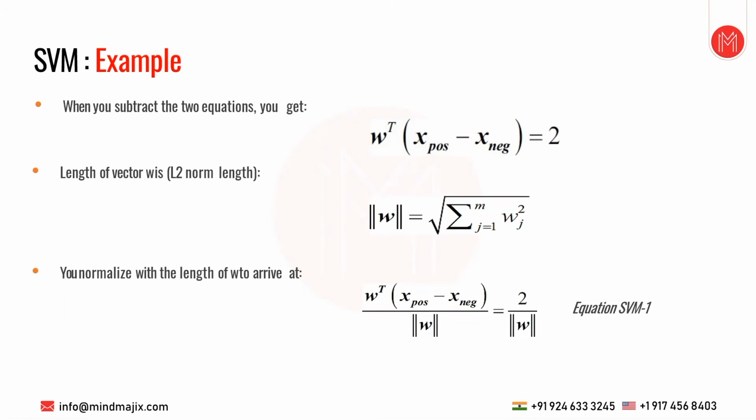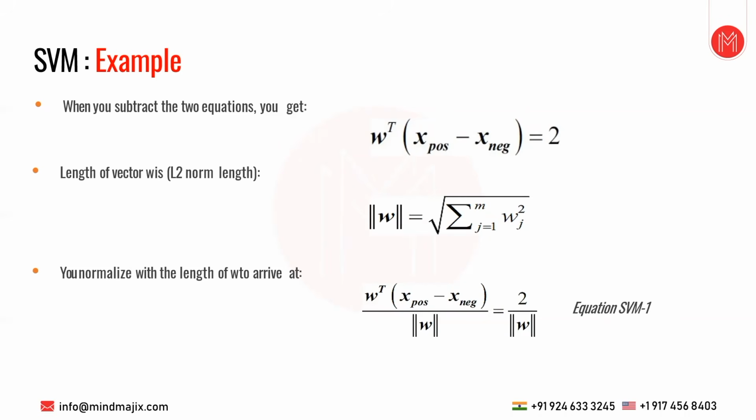The length of vector W is considered as the L2 norm. So the norm of W is the summation over j equals 1 to m of W square of j. At the same time, we are getting an idea here. Once you normalize with the length of W, you arrive at W transpose of X positive minus X negative, and the magnitude of weight is W. So W will represent the magnitude of weight.